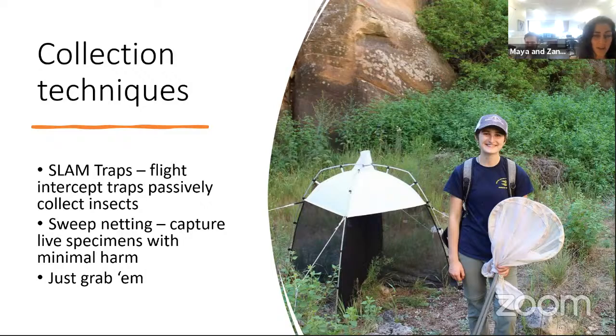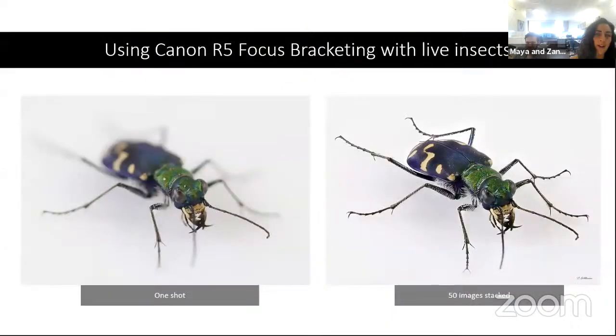So once they are gathered and brought into the lab, how do we image them? Good question. We use Canon cameras. We use multiple cameras, about 14, maybe more now. And the method we use is focus bracketing.